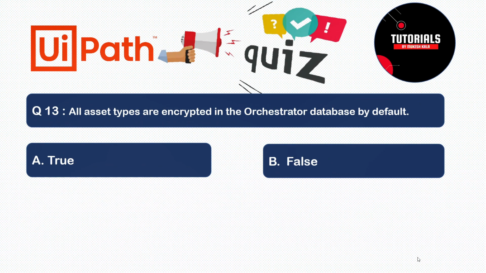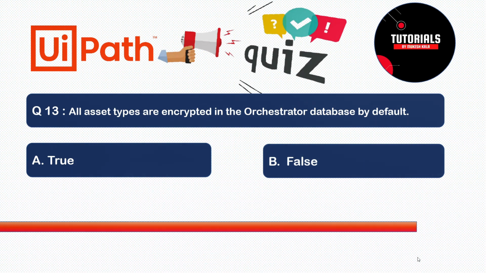now comes question number 13. All asset types are encrypted in the orchestrator database by default, right? So we have boolean, we have text kind of assets, we have credential assets, we have integer assets, right? So is it true that all the assets are encrypted, or is it false? You have 5 seconds to answer, and the correct answer is true.